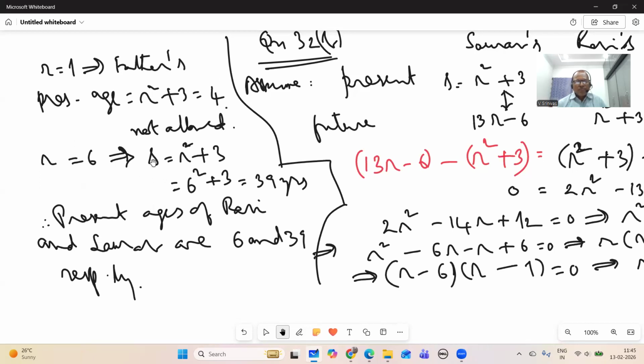When r is 6, Saurav's present age becomes r square plus 3, that is 6 square plus 3, 39 years. So the present ages of Ravi and his father Saurav are: r is 6 and Saurav's present age is 39 respectively. Ravi is 6 years old now, and Saurav is 39 years old now. So this completes.